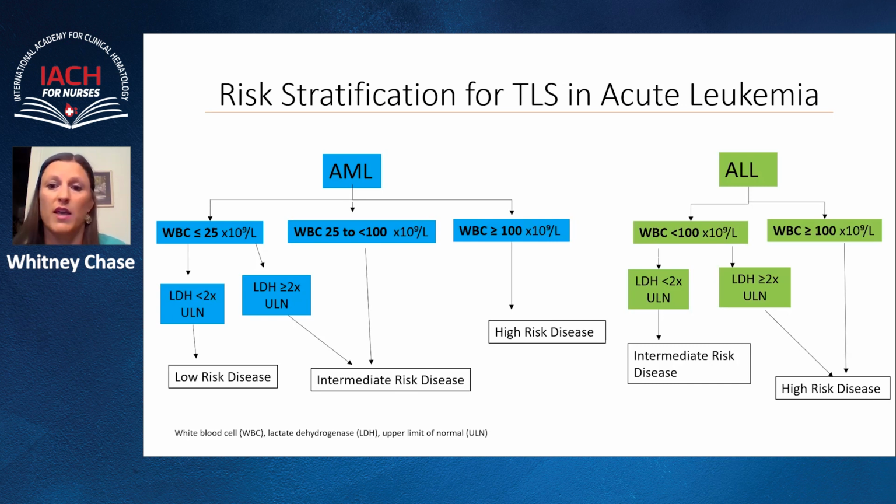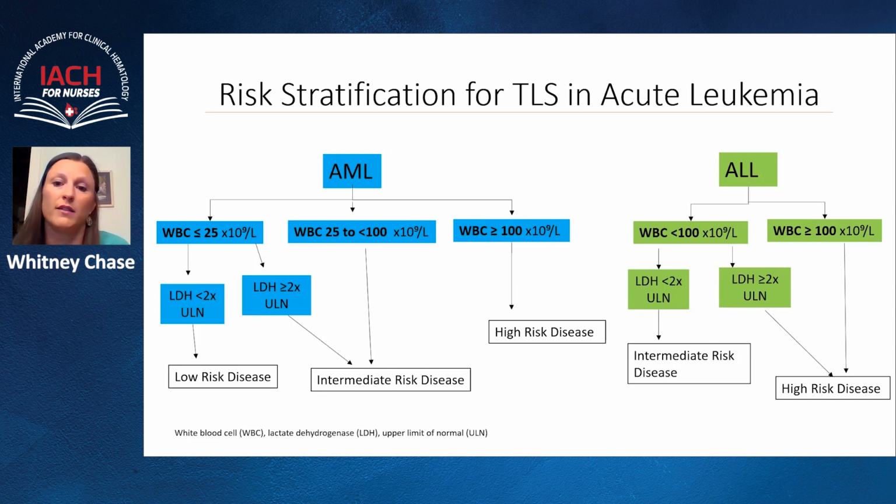So patients with AML and a white blood cell count of 25 or less with LDH less than 2 times the upper limit of normal are considered to have low-risk disease. But if the LDH is over 2 times the upper limit of normal, it's considered intermediate. White blood cell count of 25 to less than 100 is also intermediate. If the white blood cell count is 100 or greater, it's considered high risk for TLS.